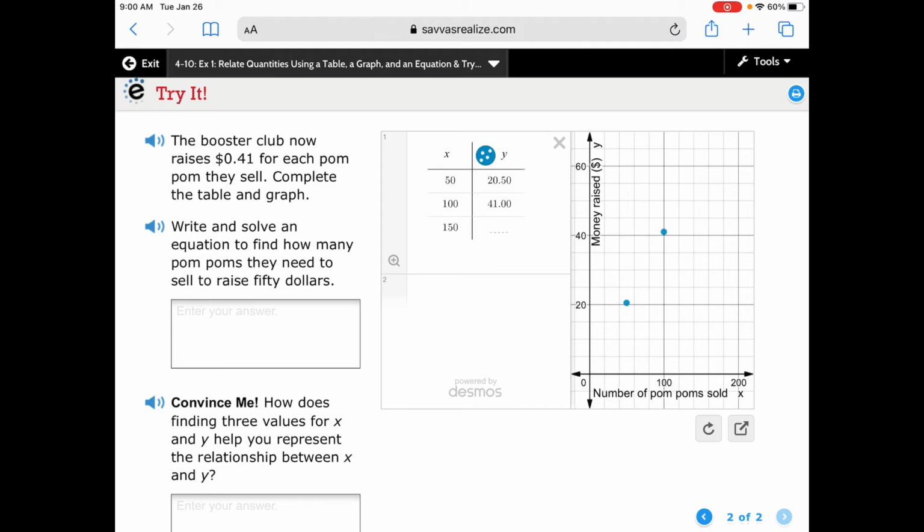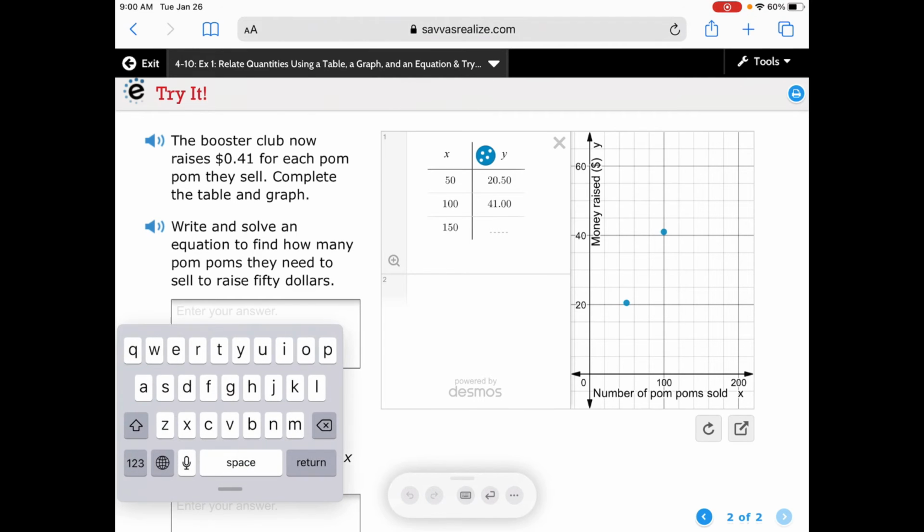So this is where it might get a little tricky. It says the Booster Club now raises 41 cents for each pom-pom. Complete the graph and table shown. So write and solve an equation to find how many pom-poms we would need. So what we're going to do is we can write R equals 41 cents times N.